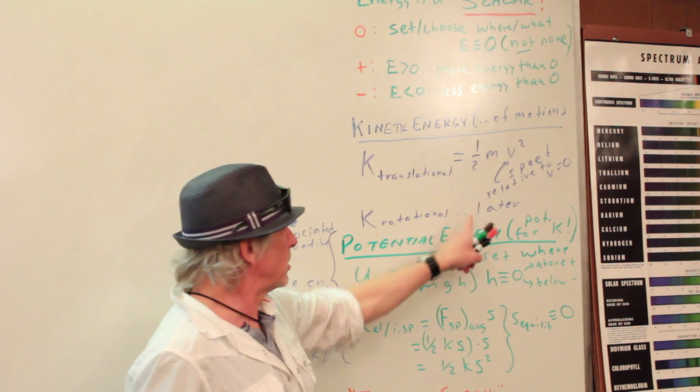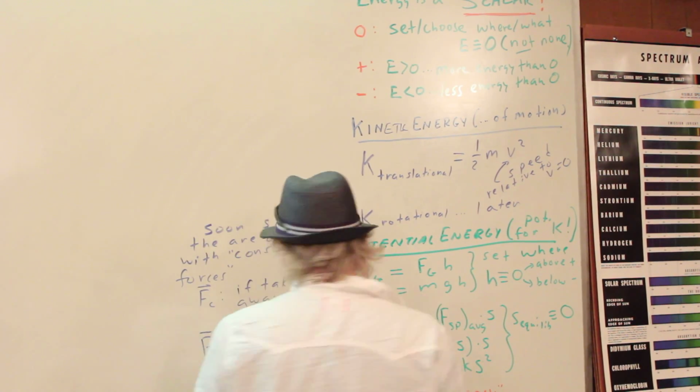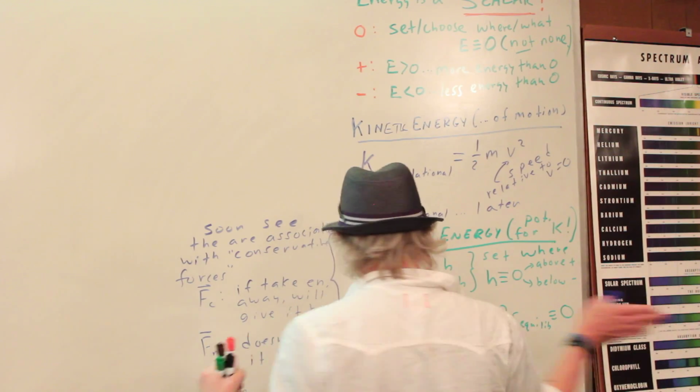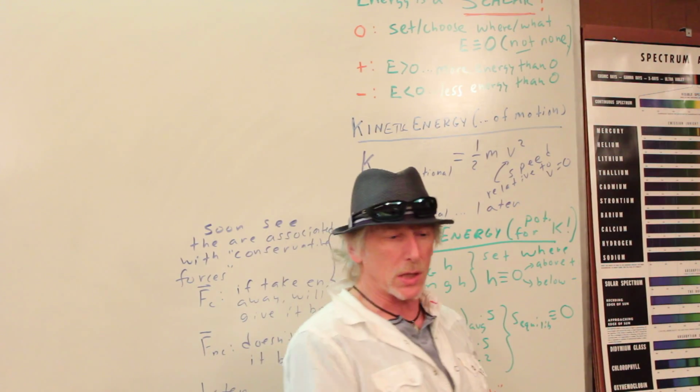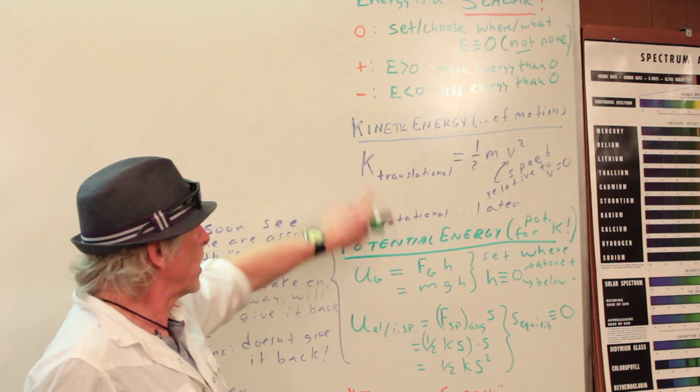There's rotational kinetic energy, energy of motion by rotating. So things that are rotating have energy. They can slap you, right? They can move and they can hurt you if they're spinning fast. We'll get to that later pretty soon.